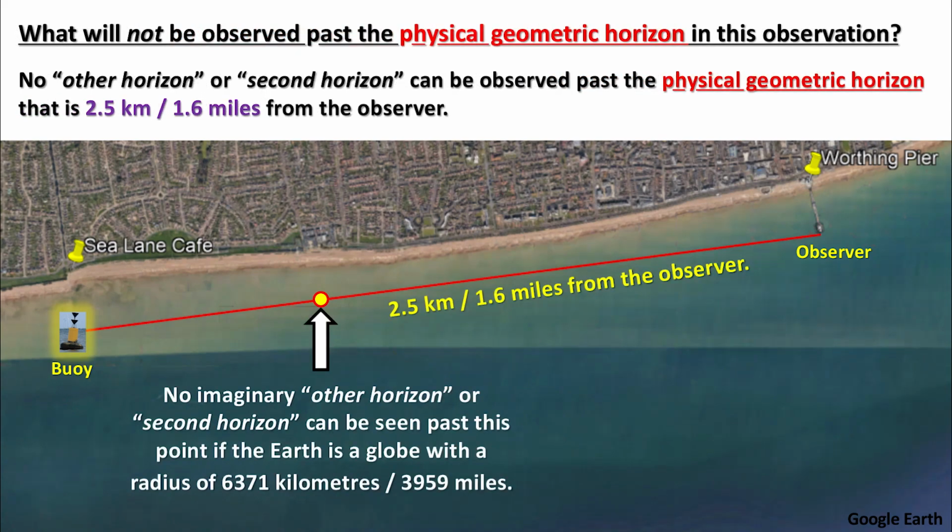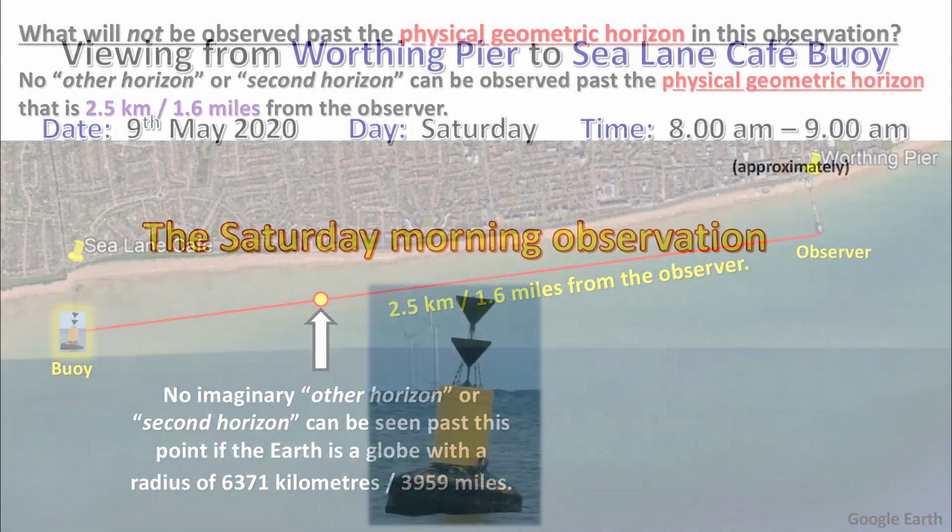No other horizon or second horizon can be observed past the physical geometric horizon that is 2.5 kilometers or 1.6 miles from the observer. No imaginary other horizon or second horizon can be seen past this point if the Earth is a globe with a radius of 6,371 kilometers or 3,959 miles.